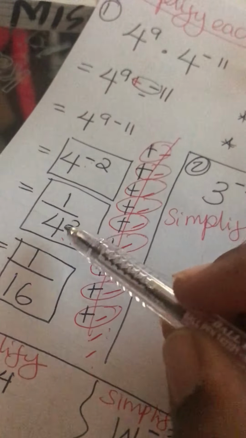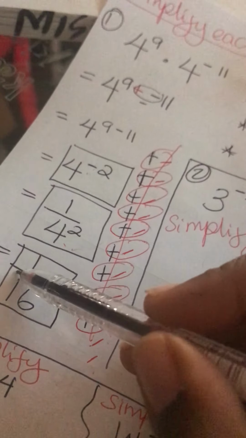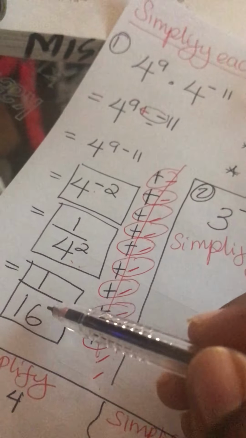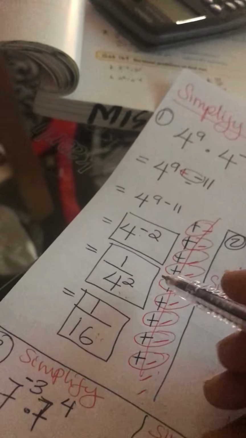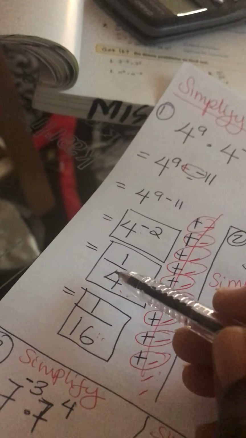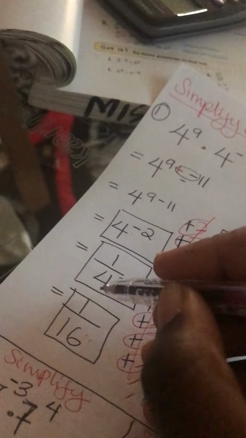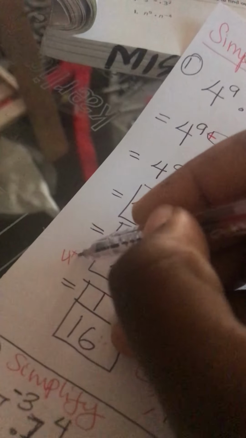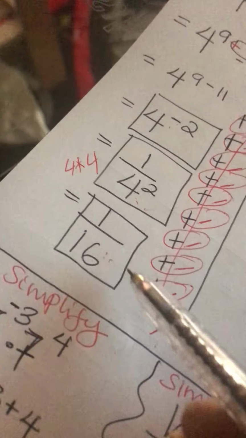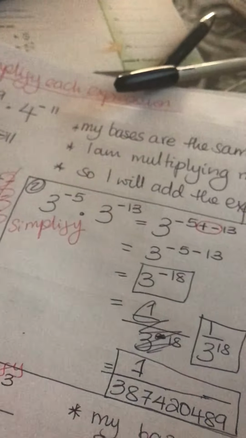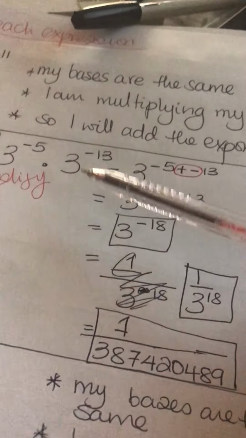And then 1 out of 4 squared becomes 1 out of 16 because 4 times 4 is 16. Make sure you don't say 4 times 2. This is 4 times 4. Okay? 4 times 4. That's why it gave us 16.